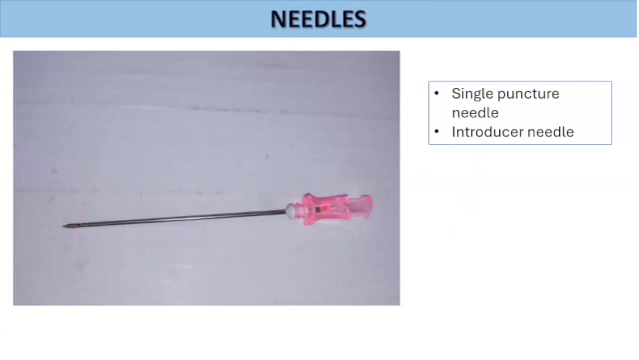So what is the use of this arrow mark? If you enter with the bevel down and you proceed with the wire, there's a risk of intimal damage. So once you enter the vessel, the bevel has to be up.